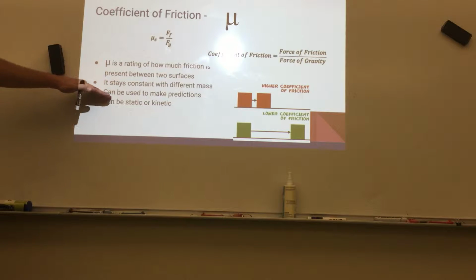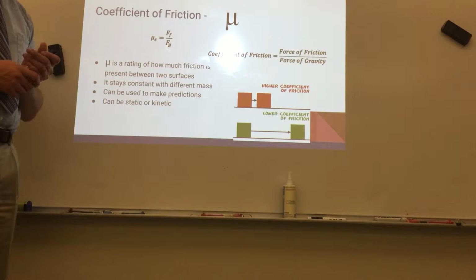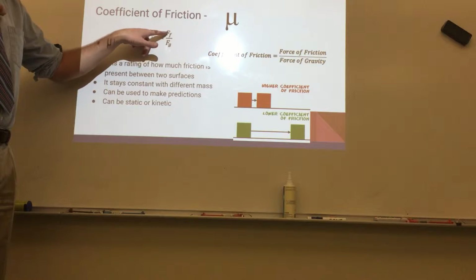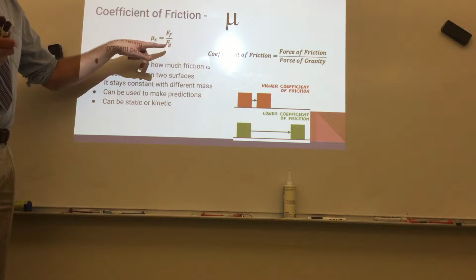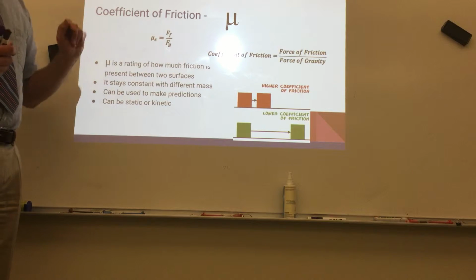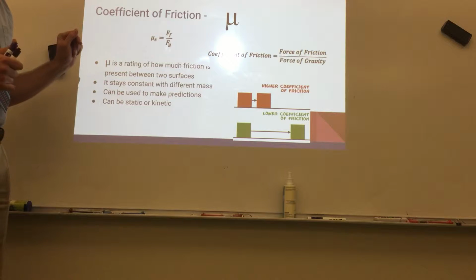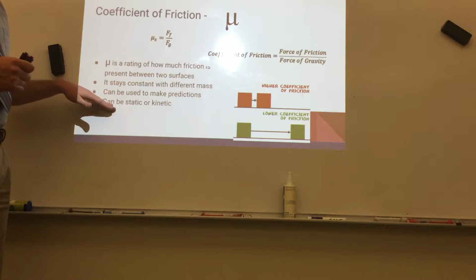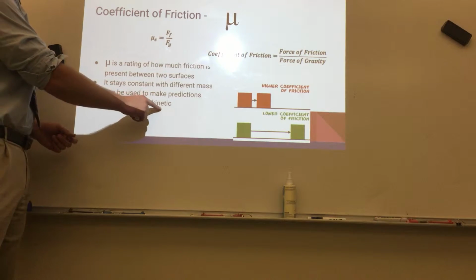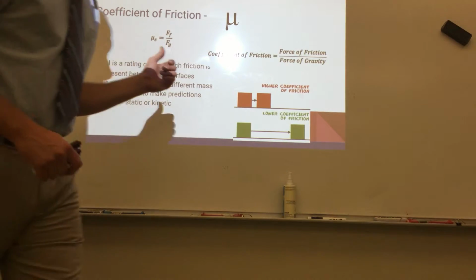That mu can be used to make predictions. That's what you're going to do in the skateboard lab: you're going to calculate mu using your force of friction and your force of gravity, and then you're going to use it to calculate my force of friction from my force of gravity. It can be static or kinetic, as we talked about on the previous page. It can be from rest or while it's in motion.